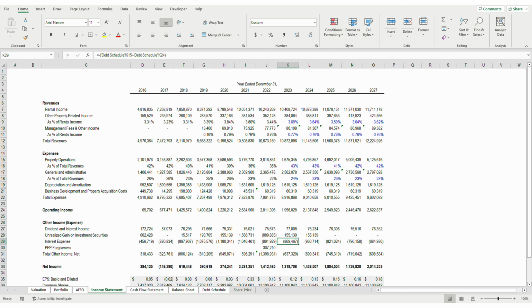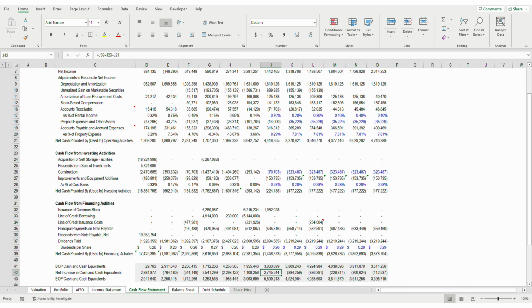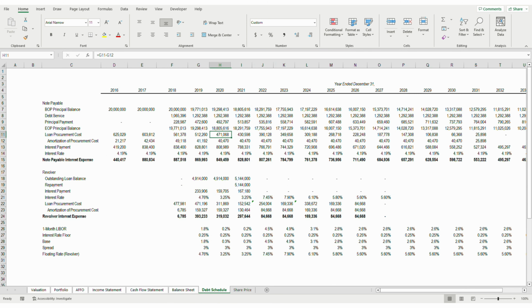Historically, Global Self-Storage was funded by a note issued in 2016, which had an IO period of 2 years, and a revolver opened in 2018 and funded in 2019, largely used to fund the purchase of the Henrietta property in 2019. The firm not only pays interest on the debt, but also incurs procurement costs, which are amortized over the course of the loan. For the revolver, loan procurement costs are amortized over 3 years.